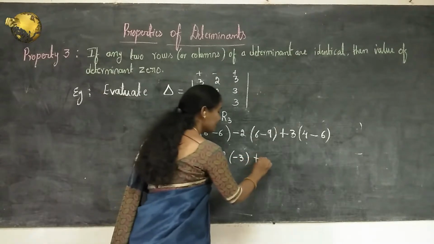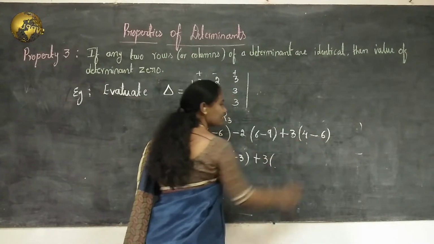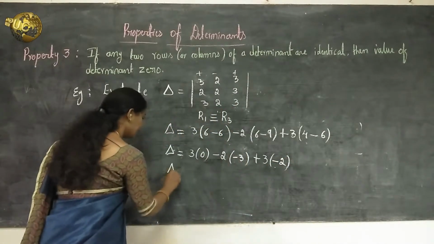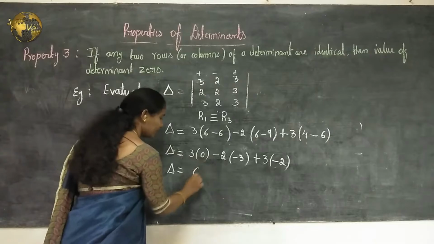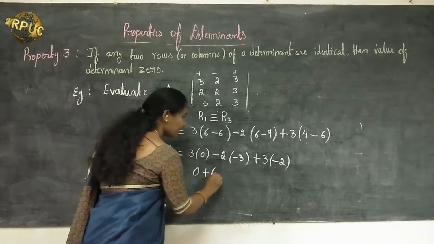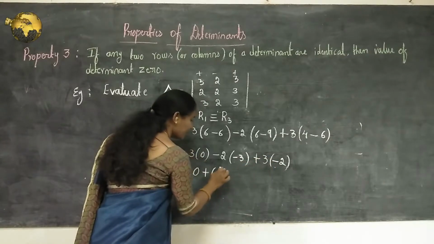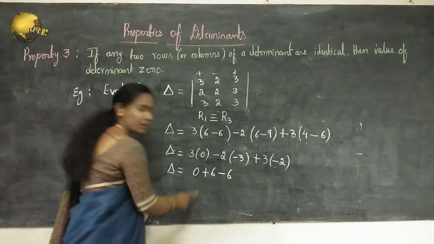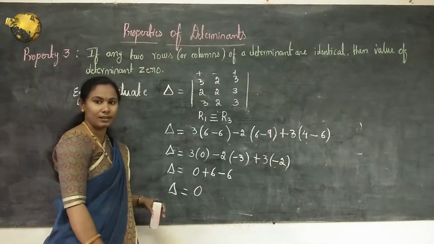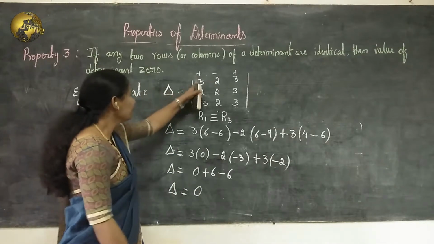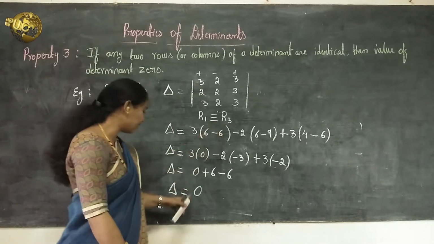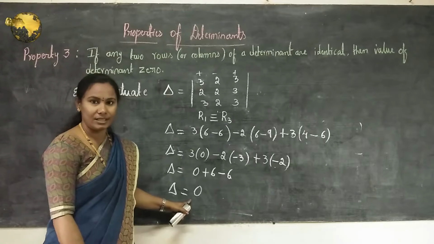Okay, then plus 3 into 4 minus 6, it is minus 2. So delta is equal to 3 into 0, it will vanish, minus into minus, plus 3 2s are 6, plus into minus, minus 3 2s are 6. Okay, 6 minus 6 is 0. So here R1 and R3 are identical, then the value of the determinant is 0.